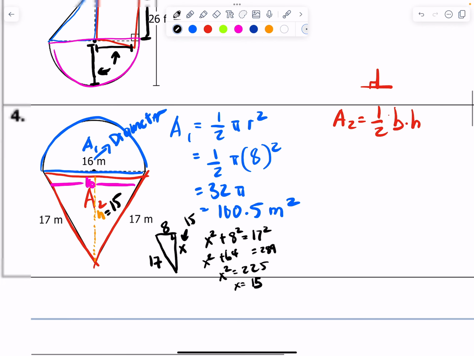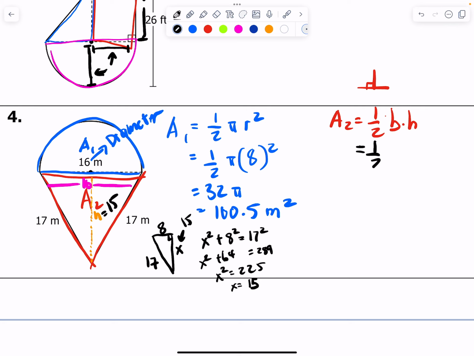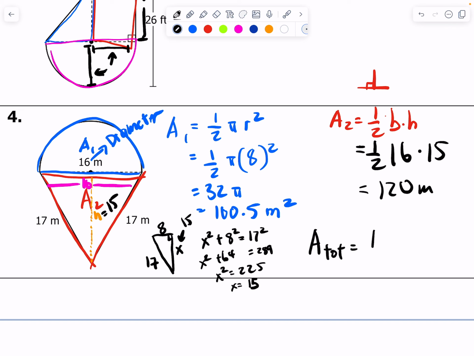So now I can actually use the triangle formula. So 1/2, my base was 16, my height was 15. That's 8 times 15, which I should be able to do in my head. 120 meters squared. Let me just double check that. So your total area for this composite figure is equal to 100.5 plus 120, which is equal to 220.5 meters squared.